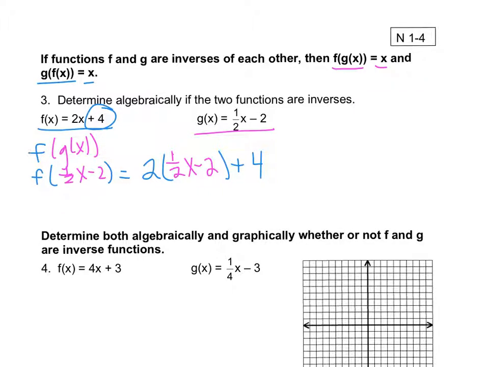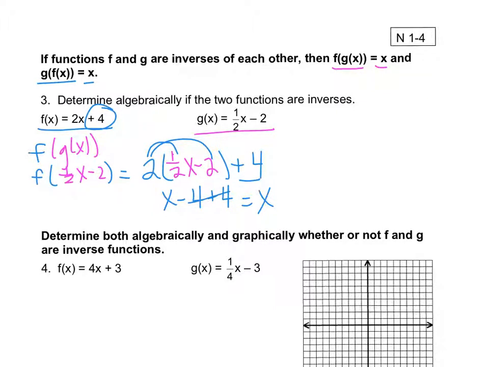So I'm going to distribute. 2 times 1/2 x is just 1x. 2 times a negative 2 is a negative 4. And then we have that plus 4. Notice negative 4 plus 4 is going to cancel out, and we're just going to be left with an x. So we now know f of g of x equals x, which is what we want it to equal.